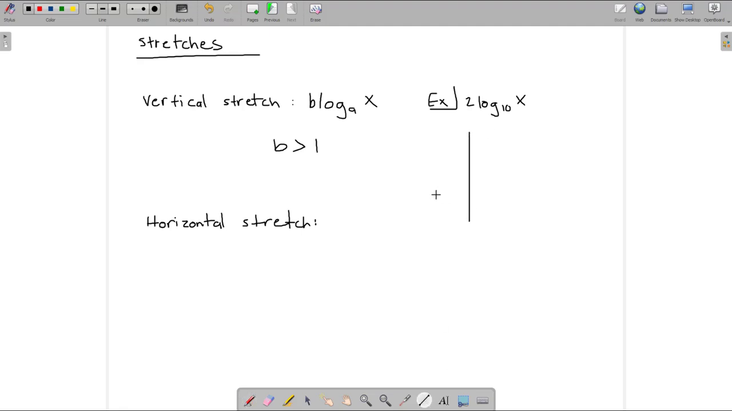Well, all that does to my graph is makes it grow a little bit quicker. You can imagine if you made a table of values, every f of x value that you end up with just gets doubled because of this multiplication by 2. So if this is the graph of just log base 10 of x, then if I'm scaling it by 2, doing a vertical stretch, it'll just grow more quickly.